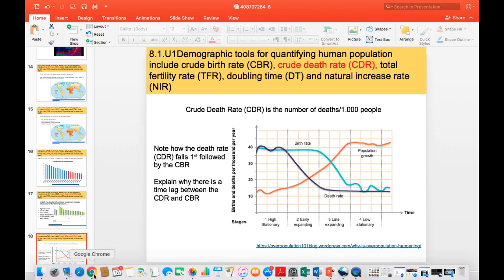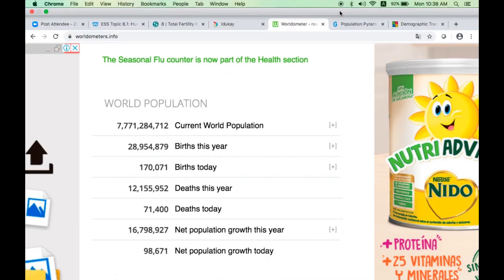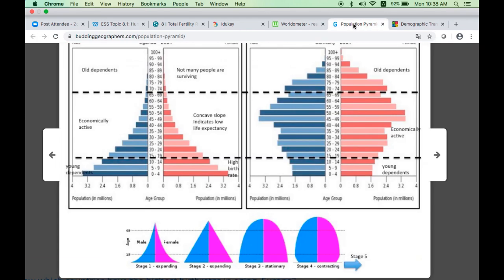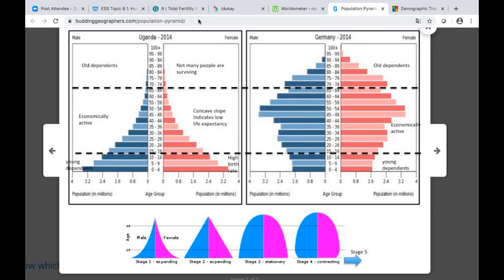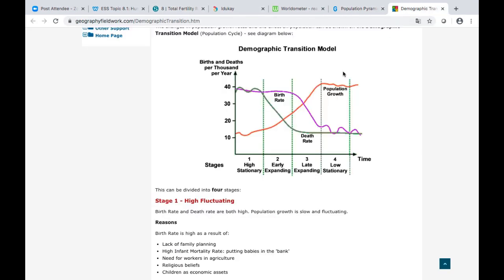I want to show you something about why we have 4 stages. So let me show you population dynamics, how everything changed, okay? Let me see the demographic transition model. So this is the demographic transition model in which we have again first stage, second, third, and fourth, and how the population growth depends on the CBR and the CDR.